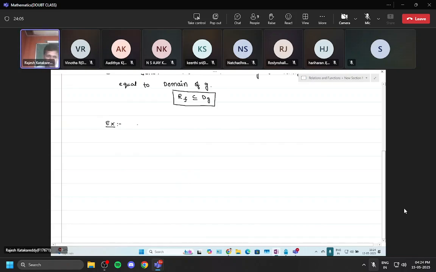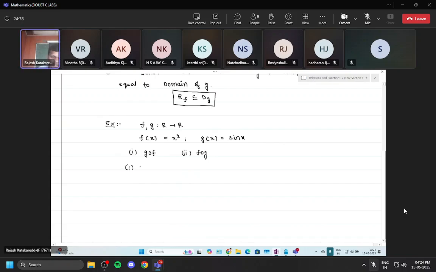In this example, let us take functions f and g, both mapping from real to real. f of x is equal to x square, g of x is equal to sin x. Now two things I'll find. First is g composition f. Second is f composition g. Here we'll understand the property.